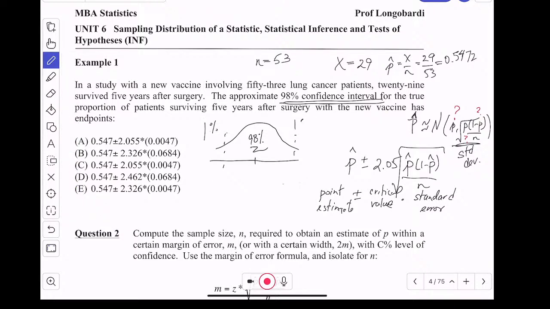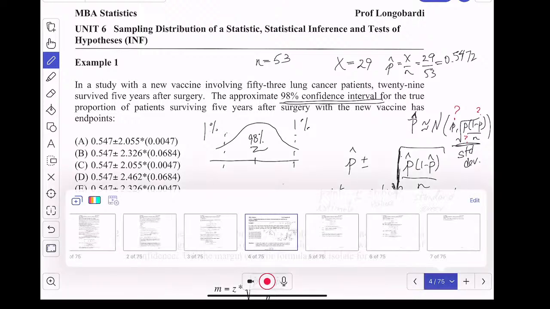So it should be 1% on each side, not 2. So 1% on each side. Let's do that again. Then I can fix this. Not 2% on each side. So we gotta look up 1%. Anyway, I get to do it again.